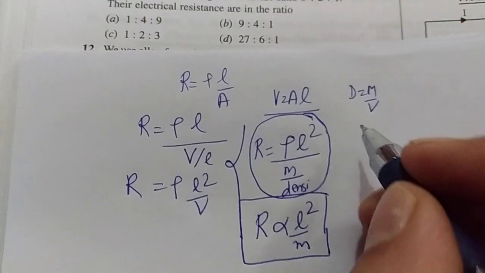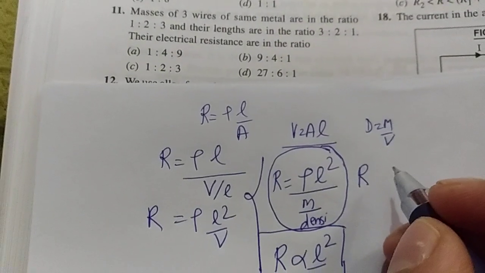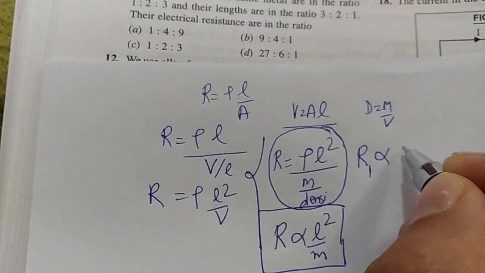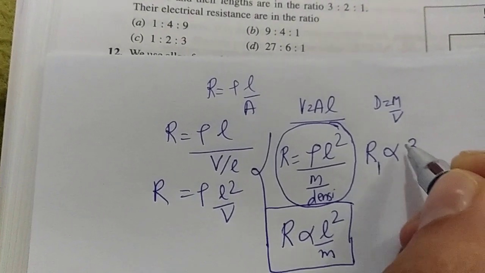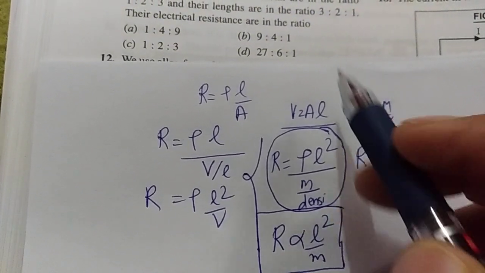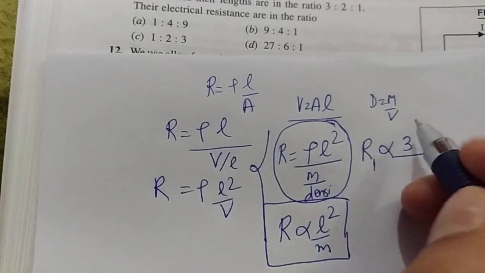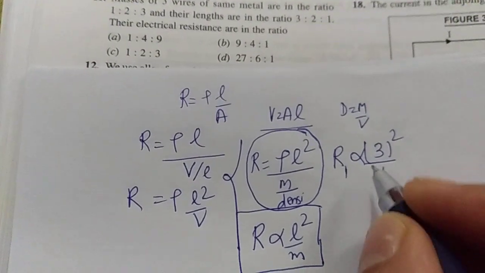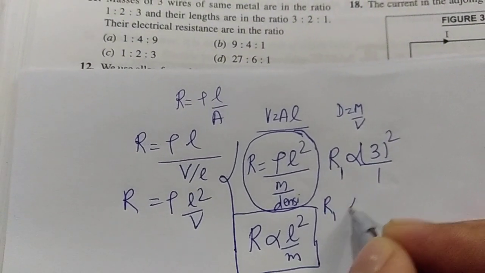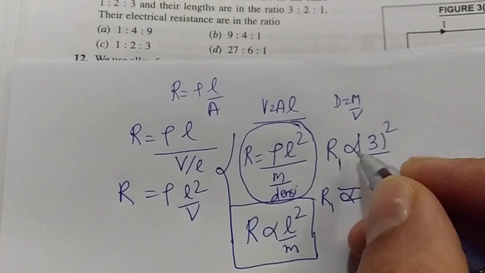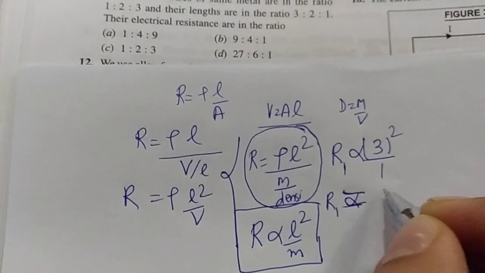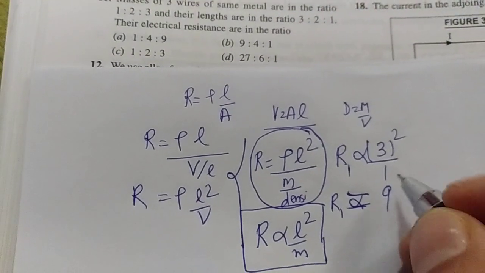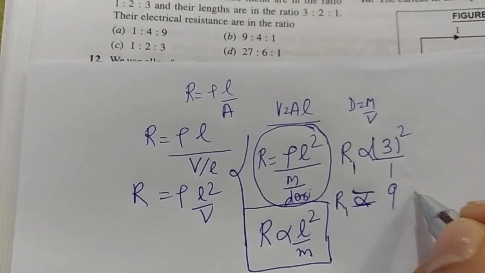This is the relationship that you can use when you are going to solve this type of question. Now, the lengths of the wires are in the ratio 3 is to 2 is to 1. So for the first wire I will write length 3, so it is 3 square, and its mass is 1, so I will write 1. So R1 is equal to some constant multiplied by 9. This constant is the same for every wire, so I'm simply writing that R1 is equal to 9.